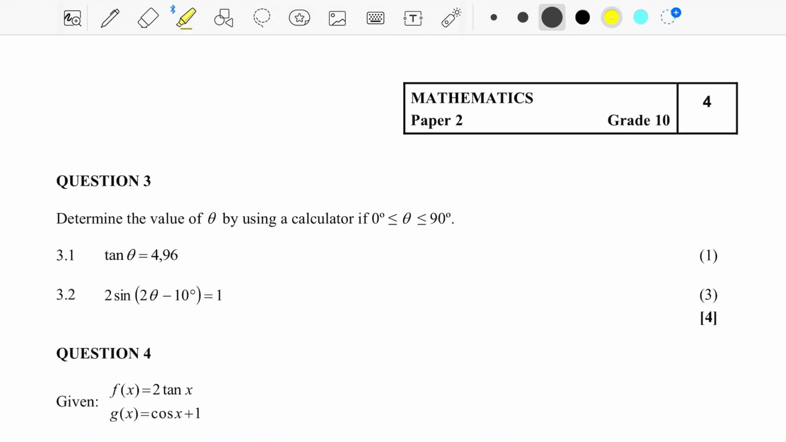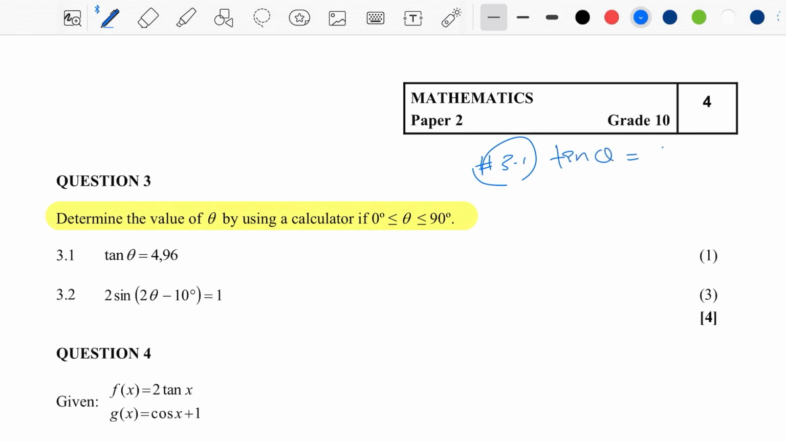Let's go. Question 3: determine the value of theta by using a calculator if theta is between 0 degrees and 90 degrees. This is how you do it. 3.1.1, if you have tan theta is equal to 4.96, to find the value of theta, we're just going to take the inverse of tan. So you just say theta is equal to tan inverse of 4.96.